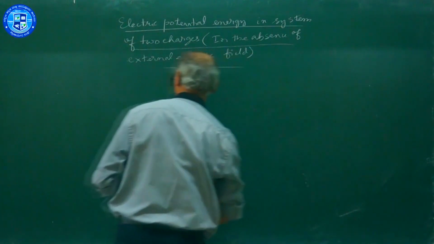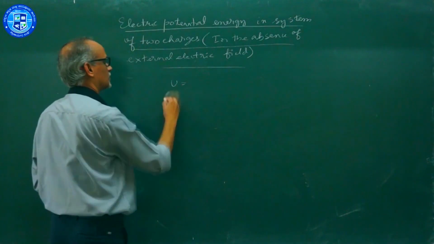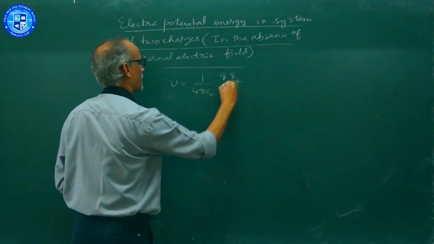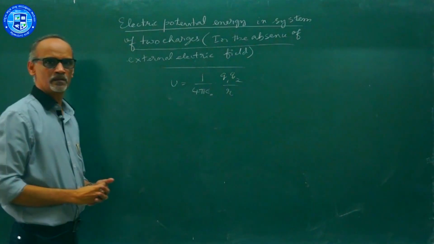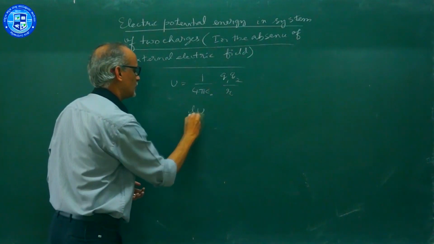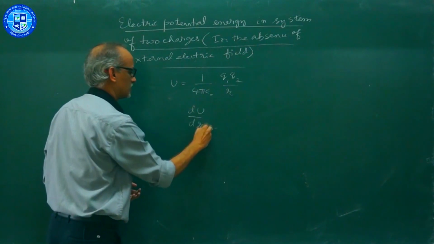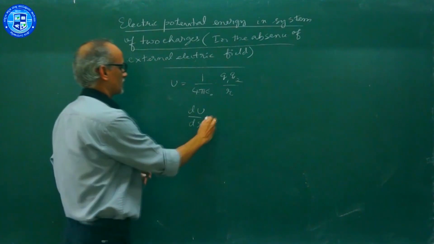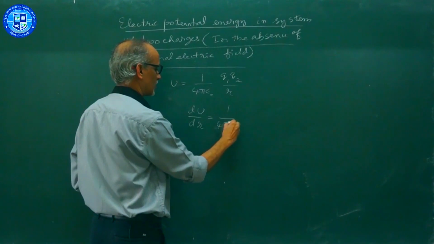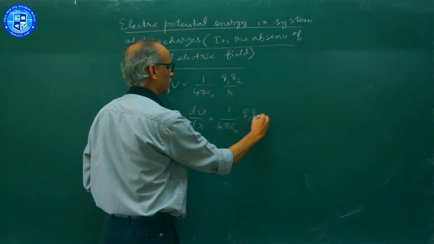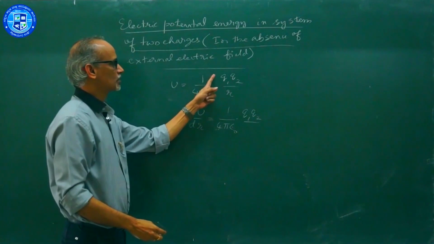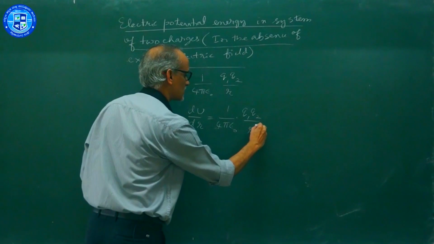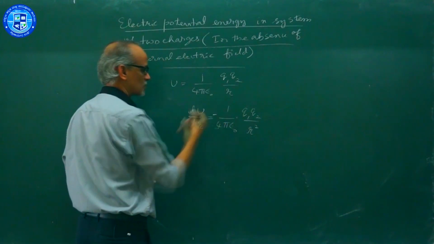Refer to the equation U is equal to 1 by 4 pi epsilon naught Q1 into Q2 by R. Let's measure dU by dR, that is, differentiating U with respect to R. 1 by 4 pi epsilon naught into Q1 Q2 by, differentiation of 1 by R is minus 1 by R square. So we write minus 1 by R square.